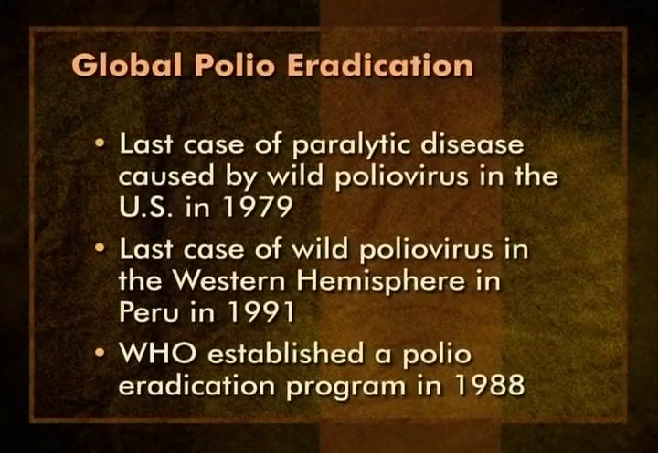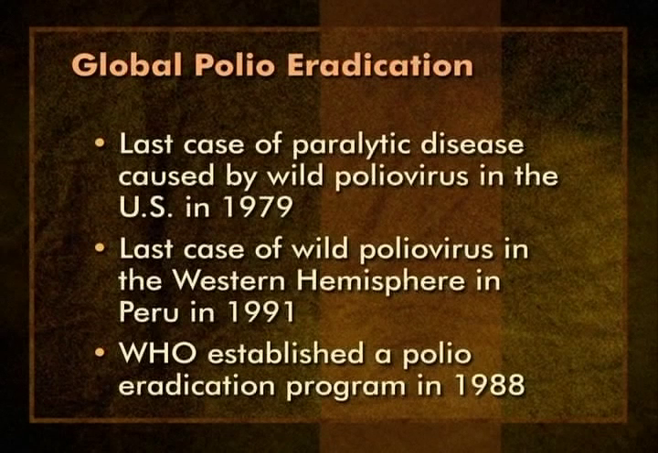It is likely that in the near future, polio will become the second virus intentionally eradicated from the planet. The last known case of paralytic disease caused by wild poliovirus in the United States occurred in 1979. The Pan American Health Organization devised an aggressive and successful OPV mass vaccination program in 1985. The last case of wild poliovirus in the Western Hemisphere occurred in Peru in 1991.